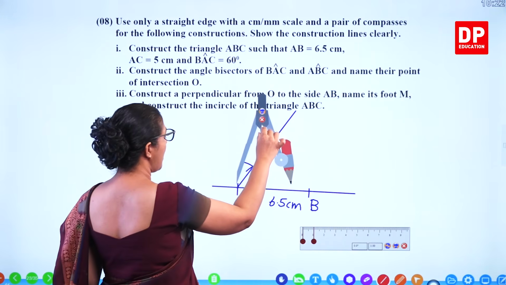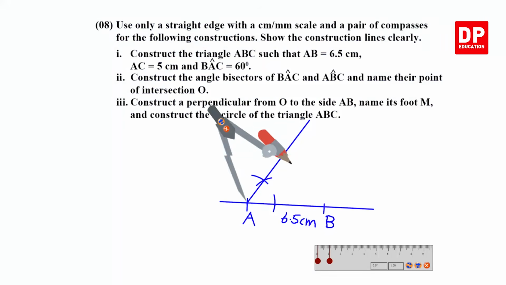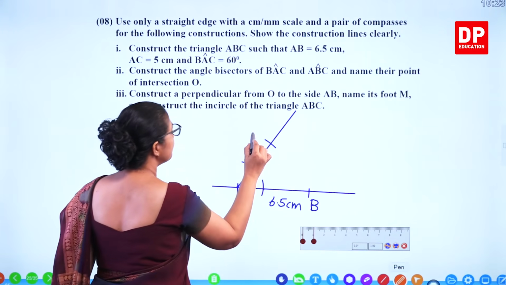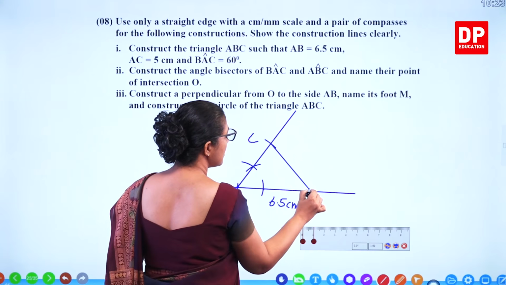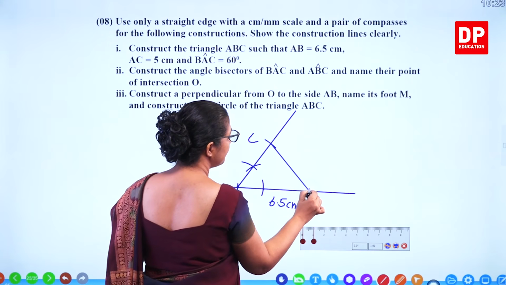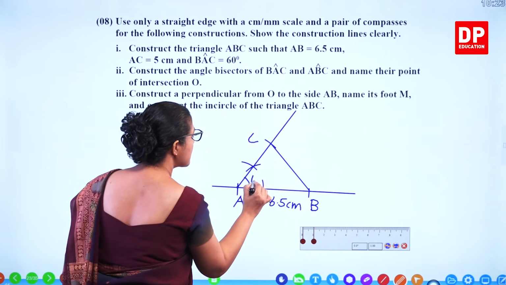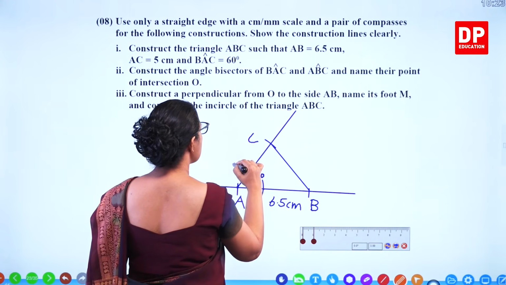And then you can mark the C point. Mark the C point. So C is here. Now take the ruler again and connect B and C. So this is the ABC triangle. This is 60 degrees and AC is 5 centimeters.